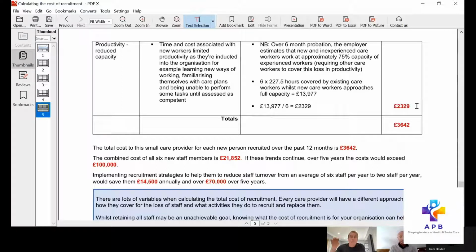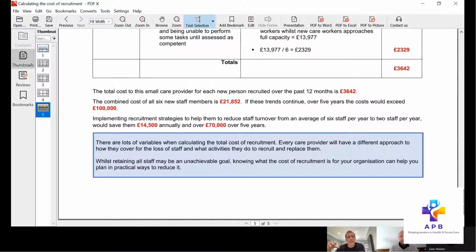And again, I think some of that might even be generous, because for a lot of organizations, particularly if you're working with people whose behavior might be described as complex and challenging, those shadowing periods are really important. It's important that individual gets to know their new staff and that the staff get to know that individual as well.